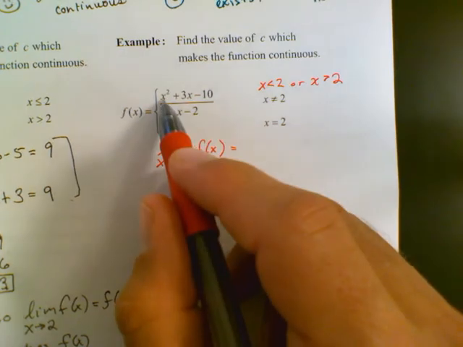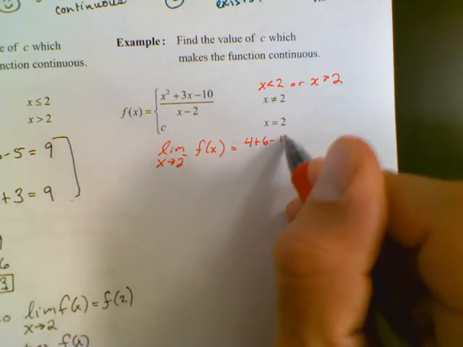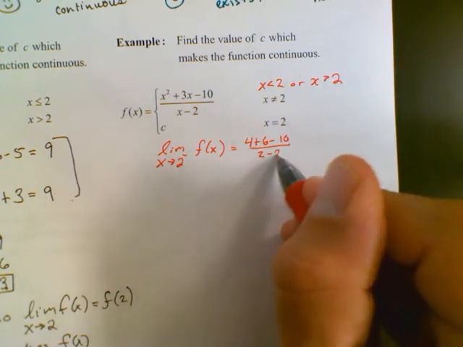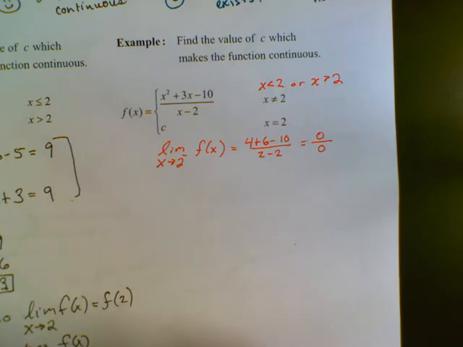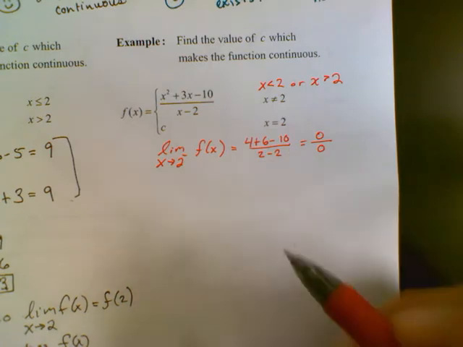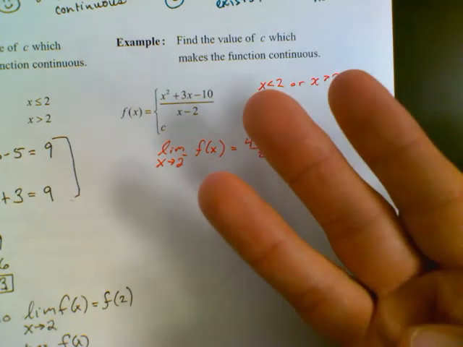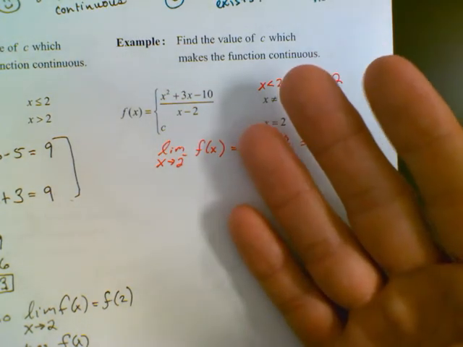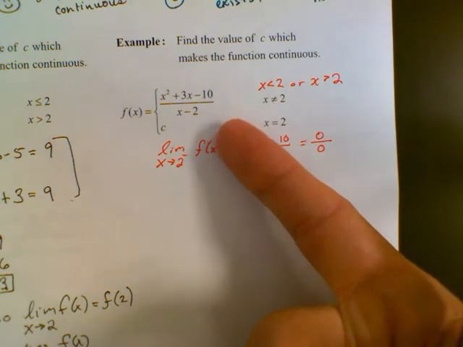Well, that's 4 plus 6 minus 10 over 2 minus 2. And this gives us 0 over 0, which is an indeterminate form. So if you get an indeterminate form in a problem, you typically have to factor or rationalize or simplify a complex fraction, or maybe even use a trig identity. In this problem, it just looks like we're going to be factoring.